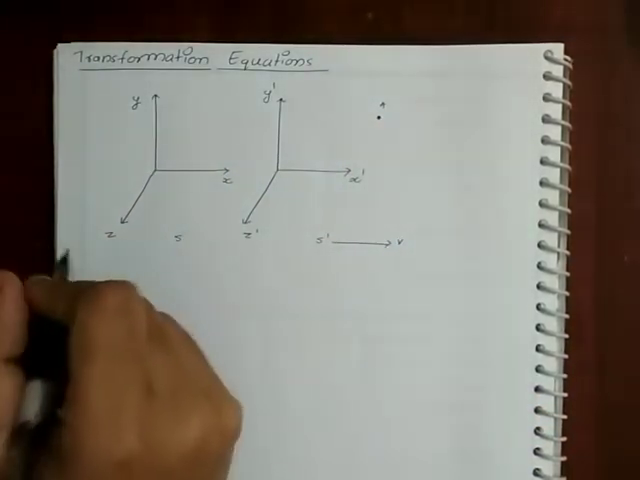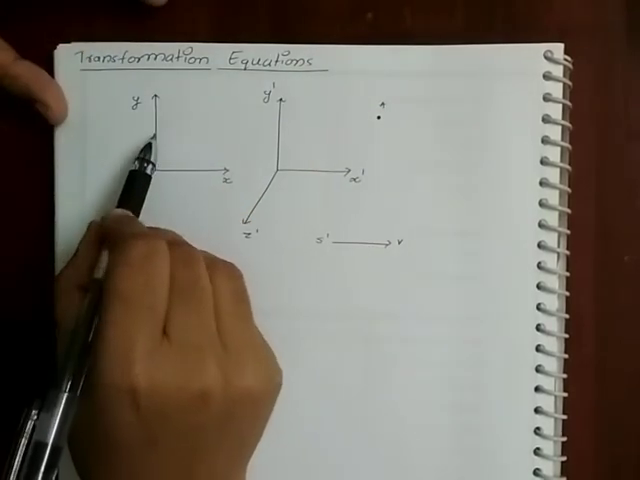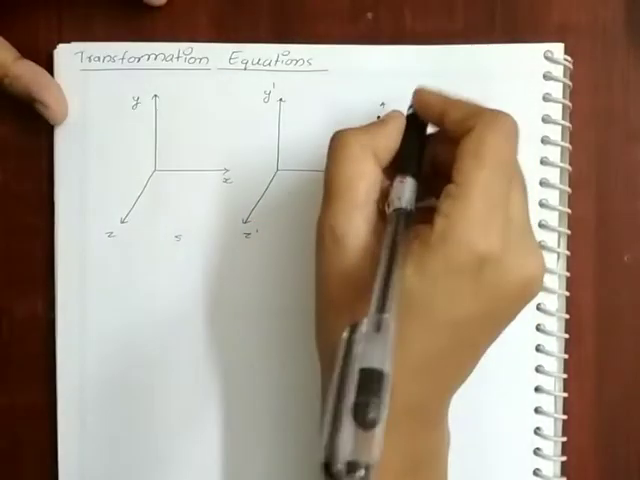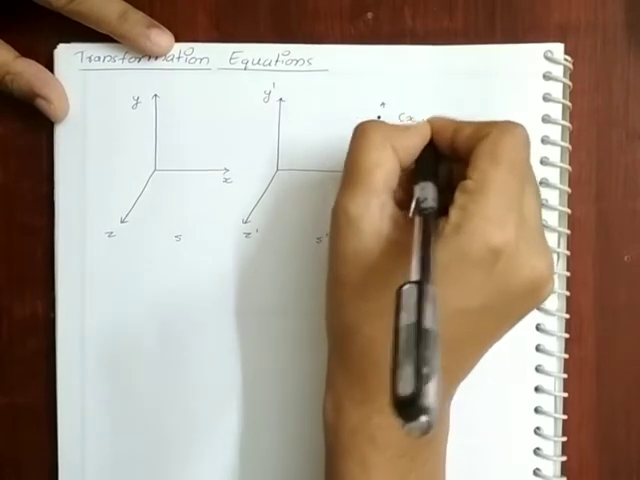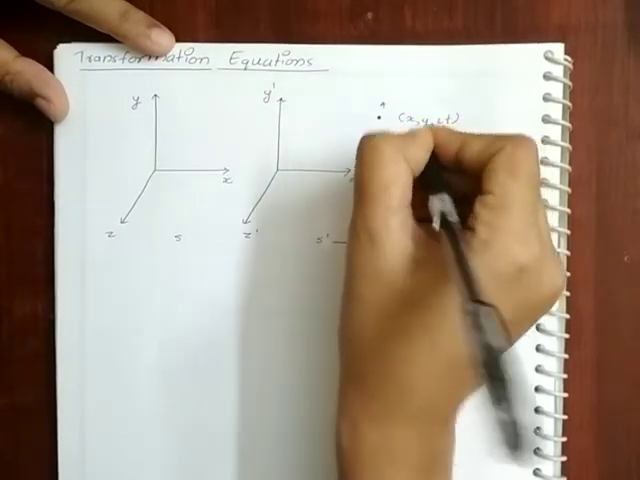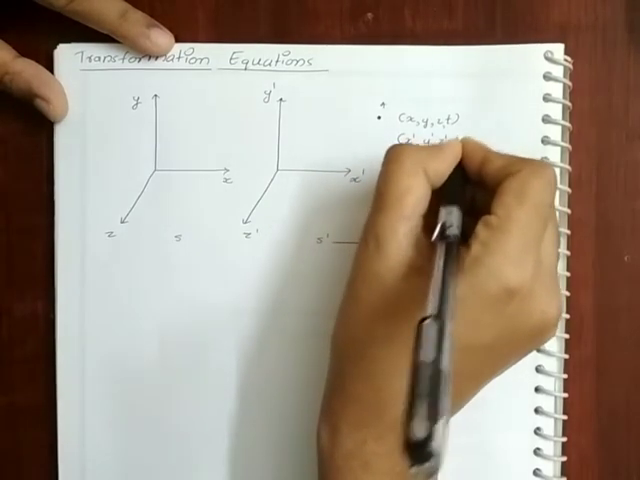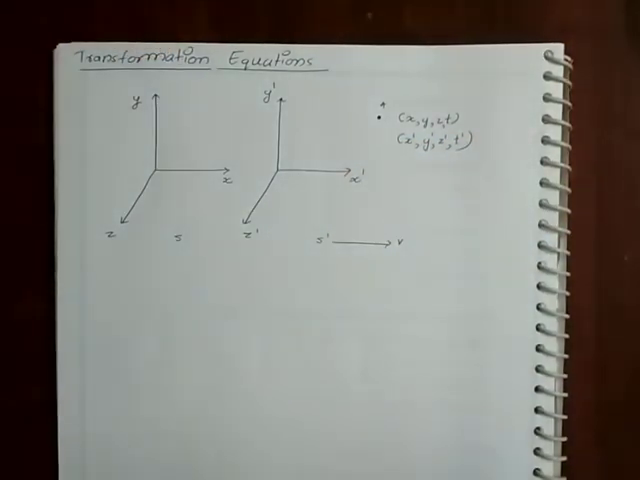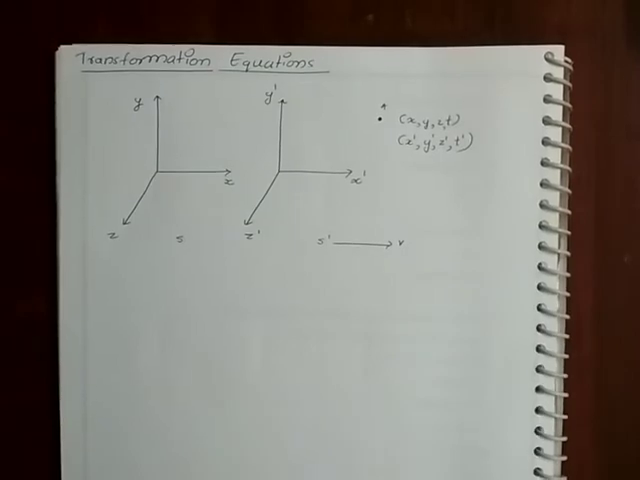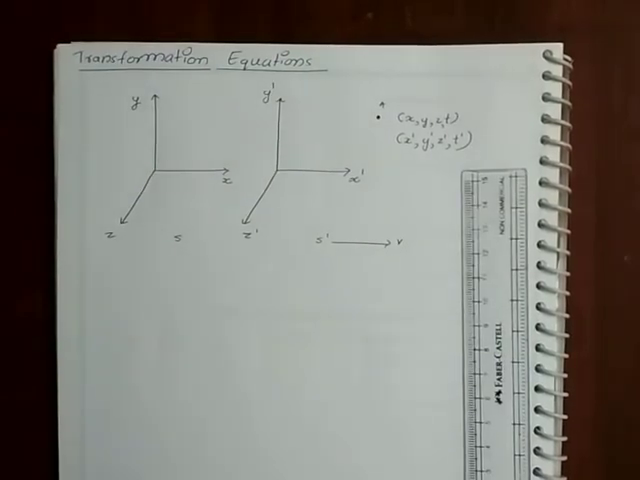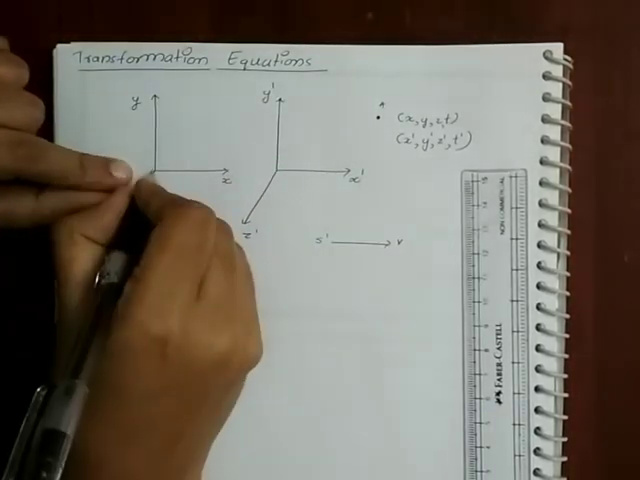ഇനി now we have to find what is the relationship between the two set of coordinates, that is x, y, z, t, and x prime, y prime, z prime, and t prime. We have to derive the relations. So let's start from the beginning. When time t is equal to 0, both the frames are at same position.